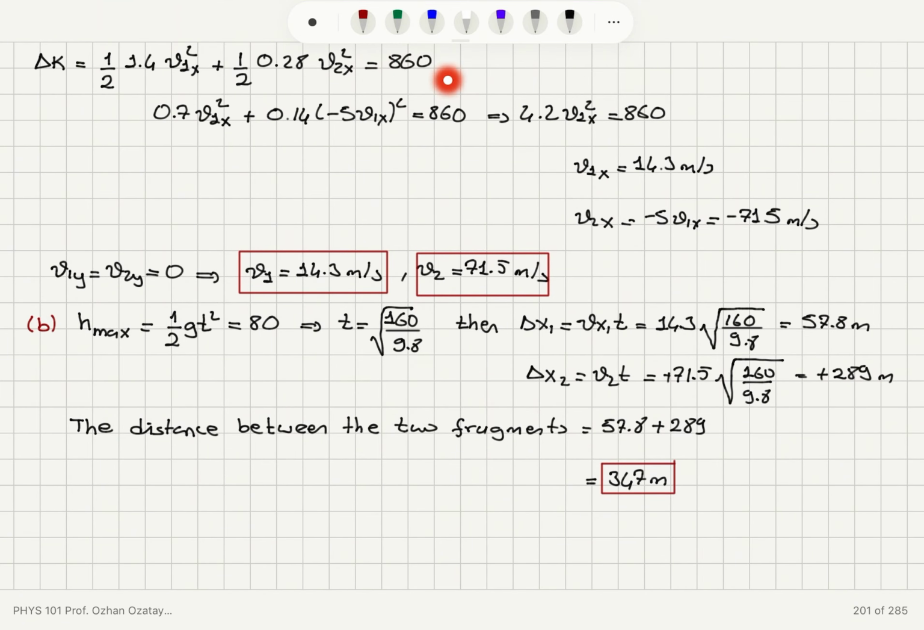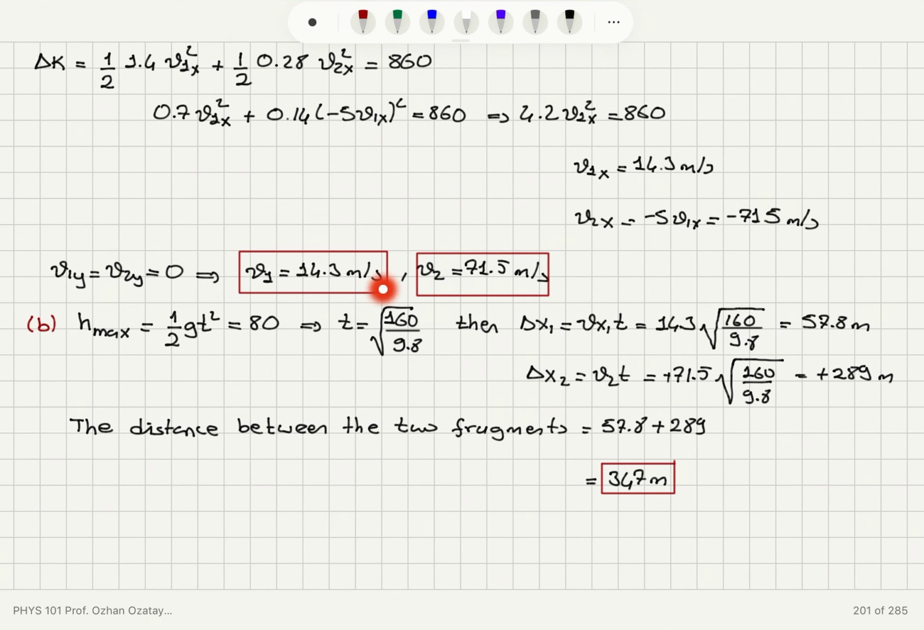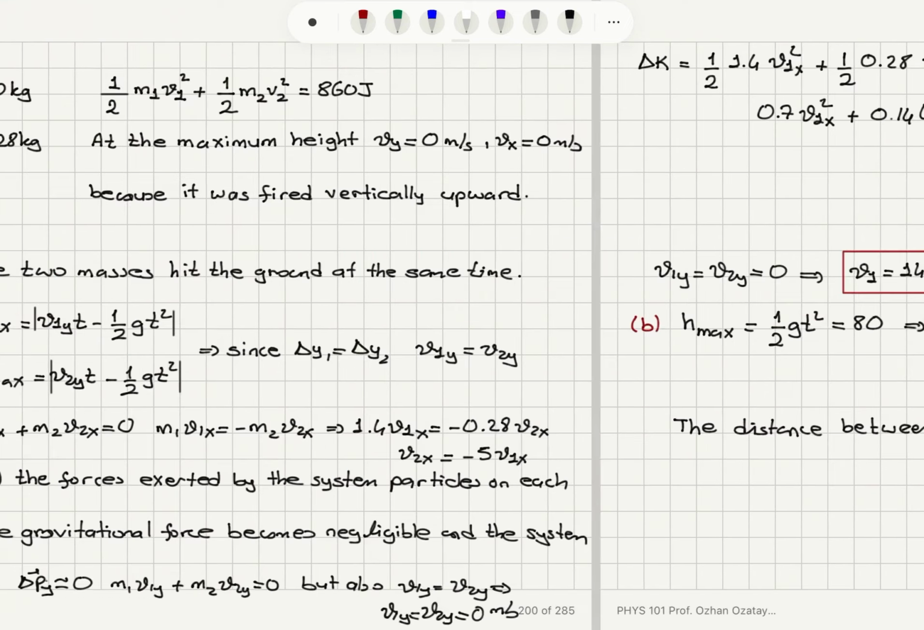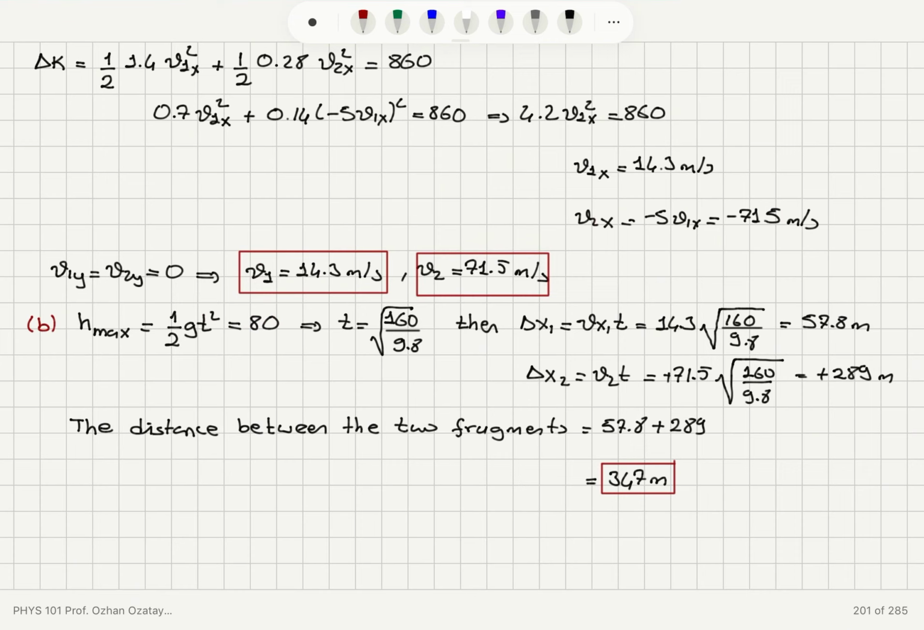And we can use this information, the 860 joules of chemical energy converted to kinetic energy, 1/2 m1 v1 squared, which is v1x squared plus v1y squared, but the y component is 0, so only v1x squared, and the same for v2. We obtain, when we substitute for v2x minus 5 v1x that we found from conservation of linear momentum, v1 and v2. But we note that they have opposite signs, so that means one fragment is going in one direction, the other one is going in the opposite direction on the x-axis.